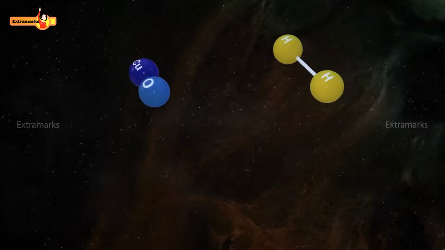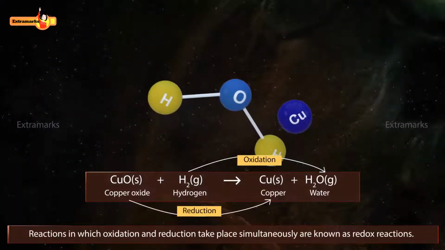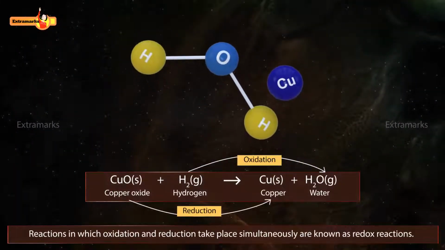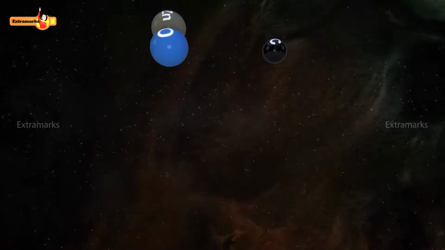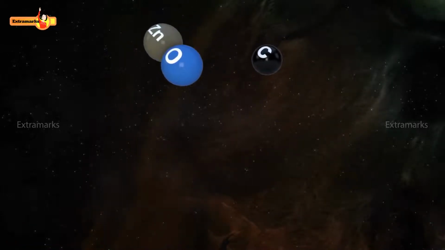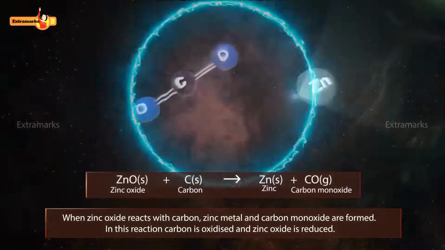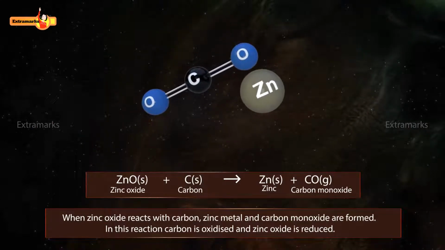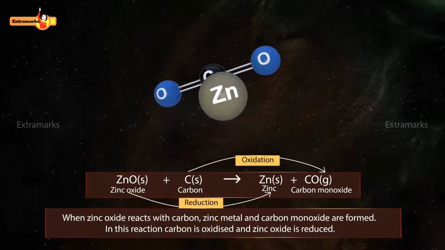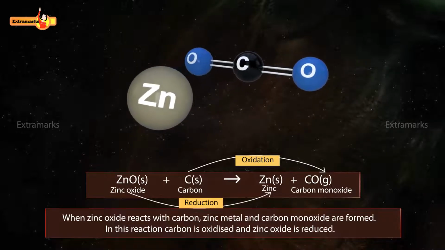So we can conclude that sometimes both oxidation and reduction reactions take place simultaneously. These type of reactions are known as redox reactions. Let's consider some more examples of redox reactions. When zinc oxide reacts with carbon, zinc metal and carbon monoxide are formed. Notice in this reaction, carbon is oxidized to carbon monoxide and zinc oxide is reduced to zinc.